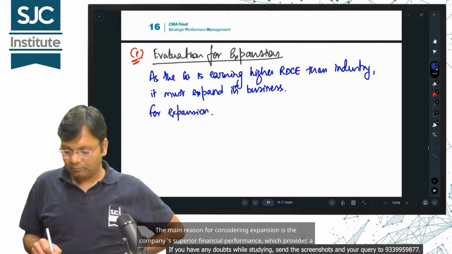The main reason for considering expansion is the company's superior financial performance, which provides a solid foundation for future growth and success.